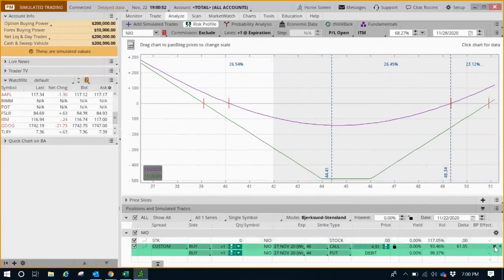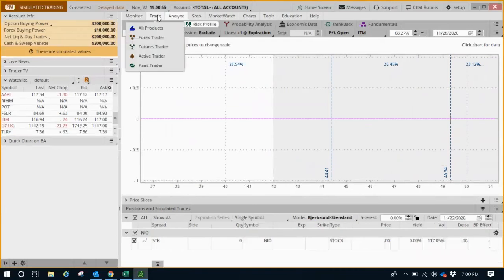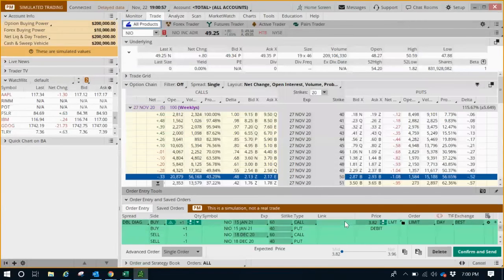Oh, I think I screwed this up. But let's do it again. I don't want... Yeah, this one, analyzed trade. Okay.